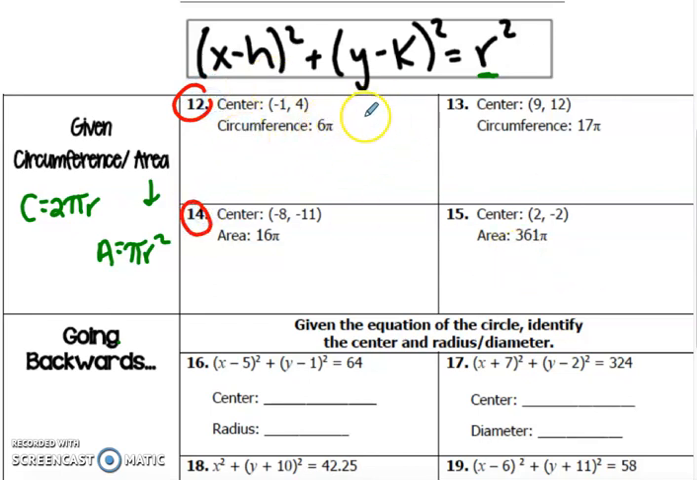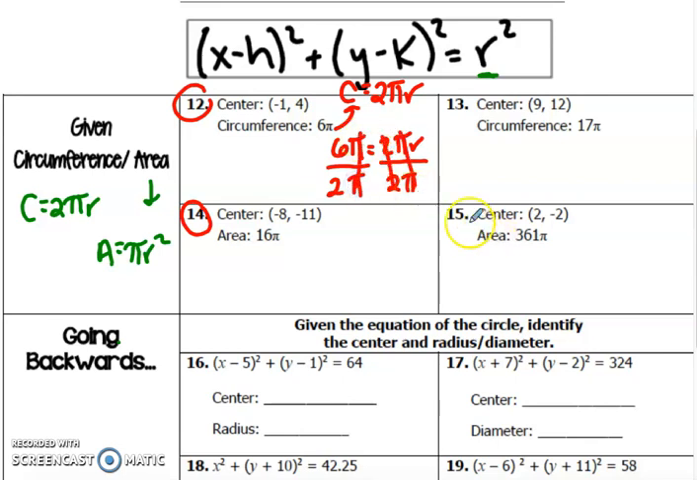So circumference is 6 pi. If you've got your formula C equals 2 pi r, I can substitute circumference on the left side. So 6 pi is equal to 2 pi r. Back to our first week in circles, I'm going to divide by 2 pi on both sides to get r by itself. All the pi's will cancel out, and 6 divided by 2 is 3. So you know your radius is going to be a 3.